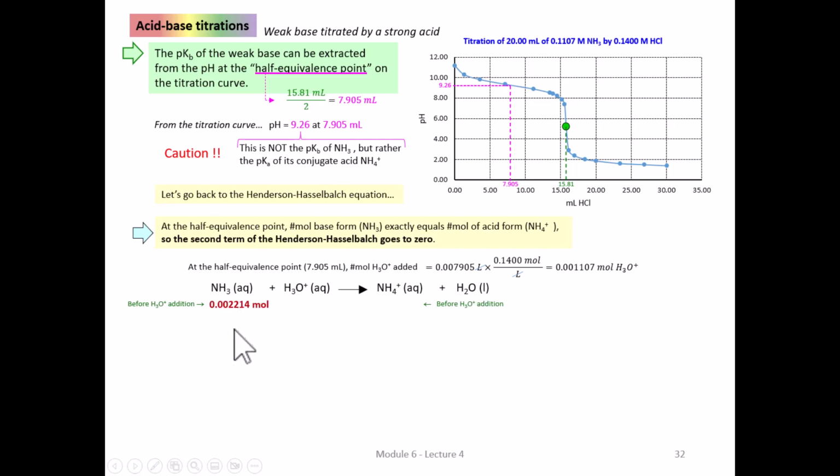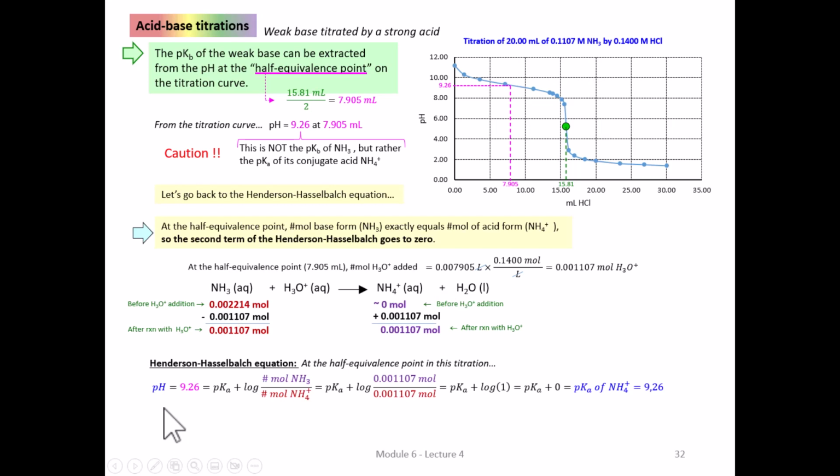Before we add any hydronium ion, remember we had 0.002214 moles of ammonia, not much ammonium ion. We're going to destroy 0.001107 moles of ammonia with the hydronium ion and produce that same number of moles of ammonium ion. So at this half equivalence point, after we've added the 7.905 milliliters of titrant, we have exactly the same number of moles of the base form as the acid form.